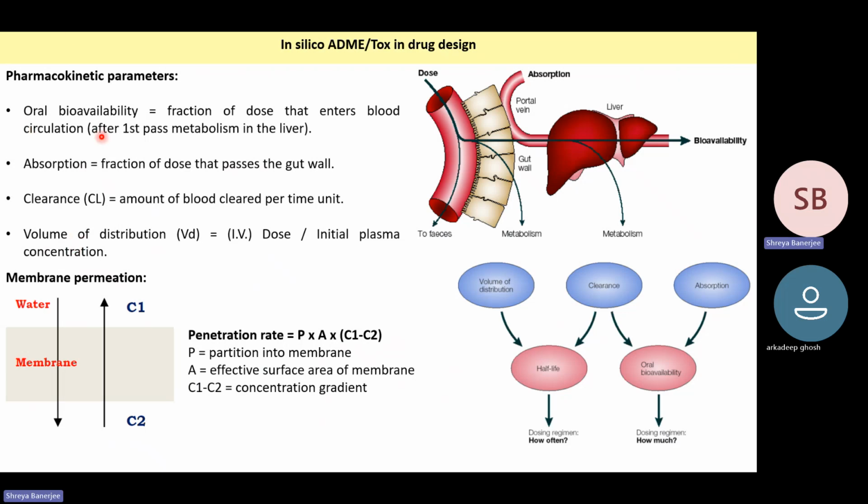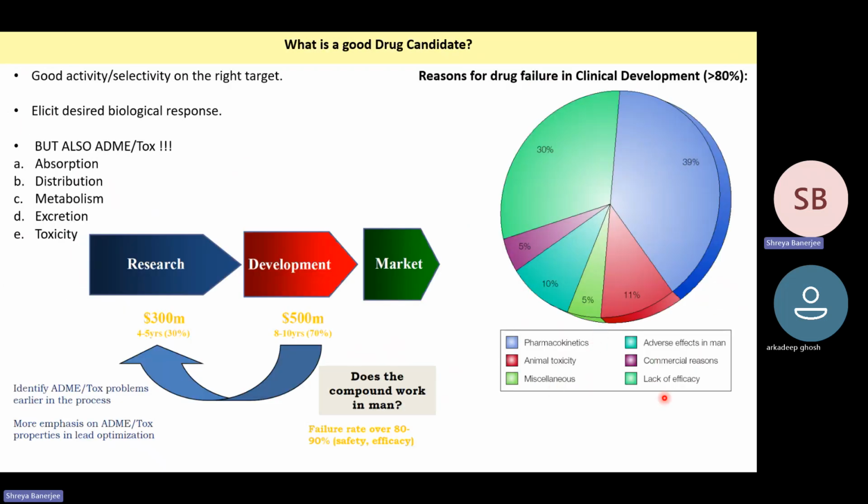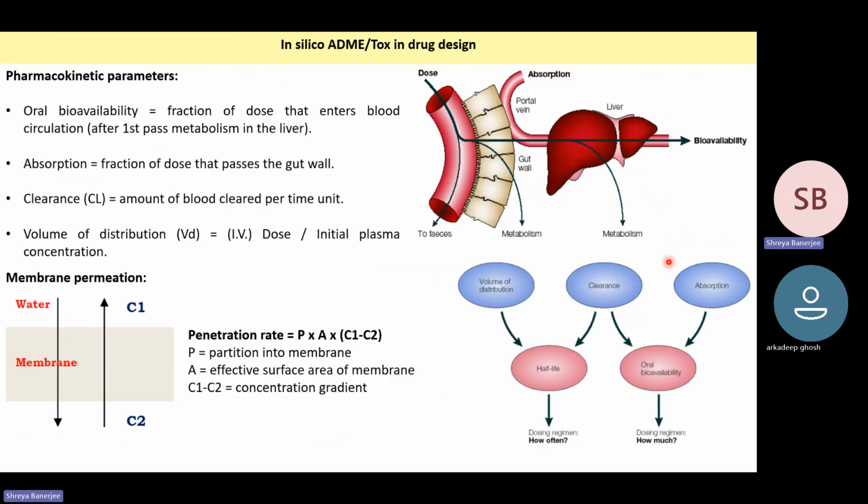So these pharmacokinetic parameters that we were talking about, which are responsible for 39% of drug failures, what are these parameters? One is the oral bioavailability, that is the fraction of the dose that enters the blood circulation after the first metabolism in the liver. Next is the absorption. So how much of the drug is passing into the gut wall? Then is the clearance, so the amount of blood cleared per time unit, and the volume of distribution, that is the dosage divided by the initial plasma concentration.